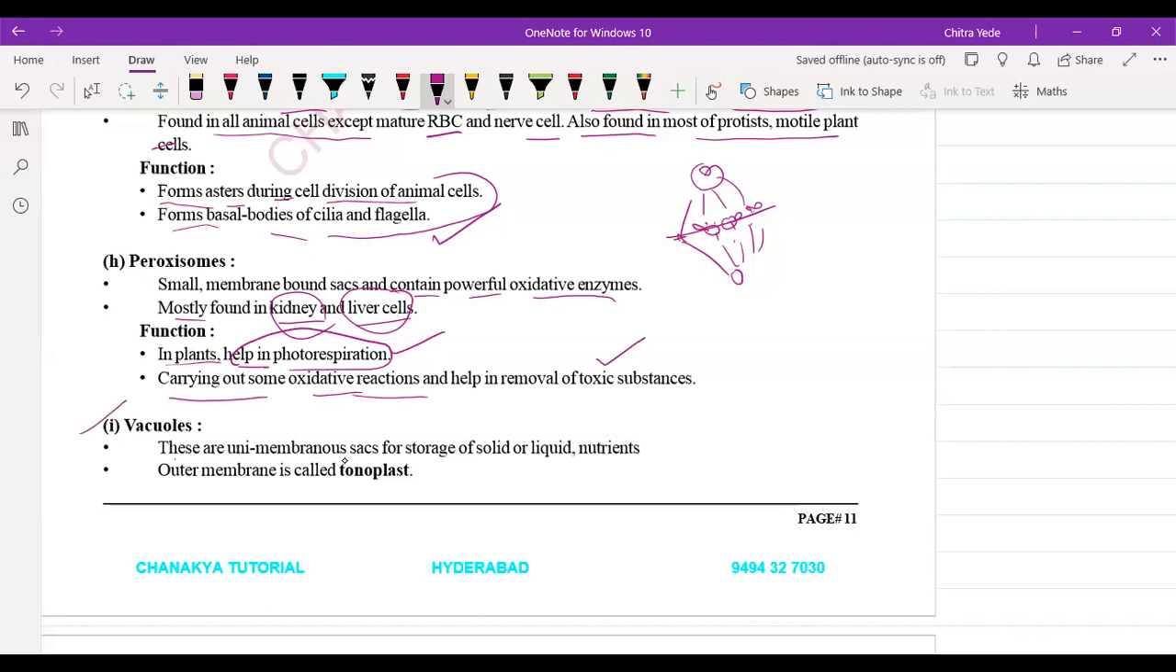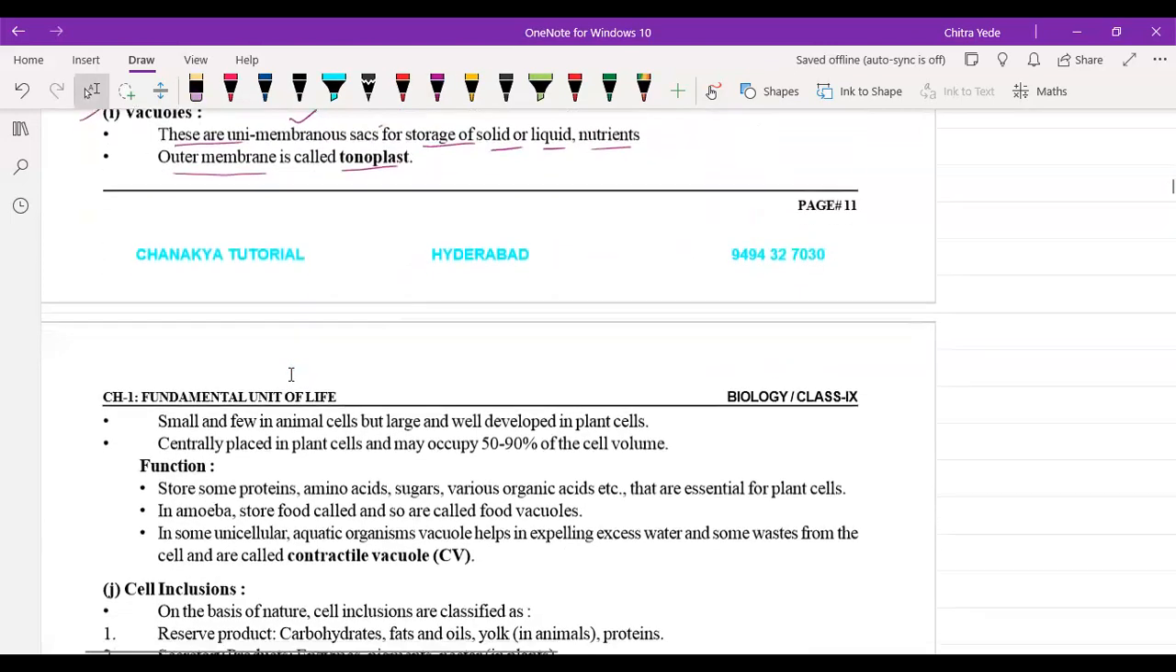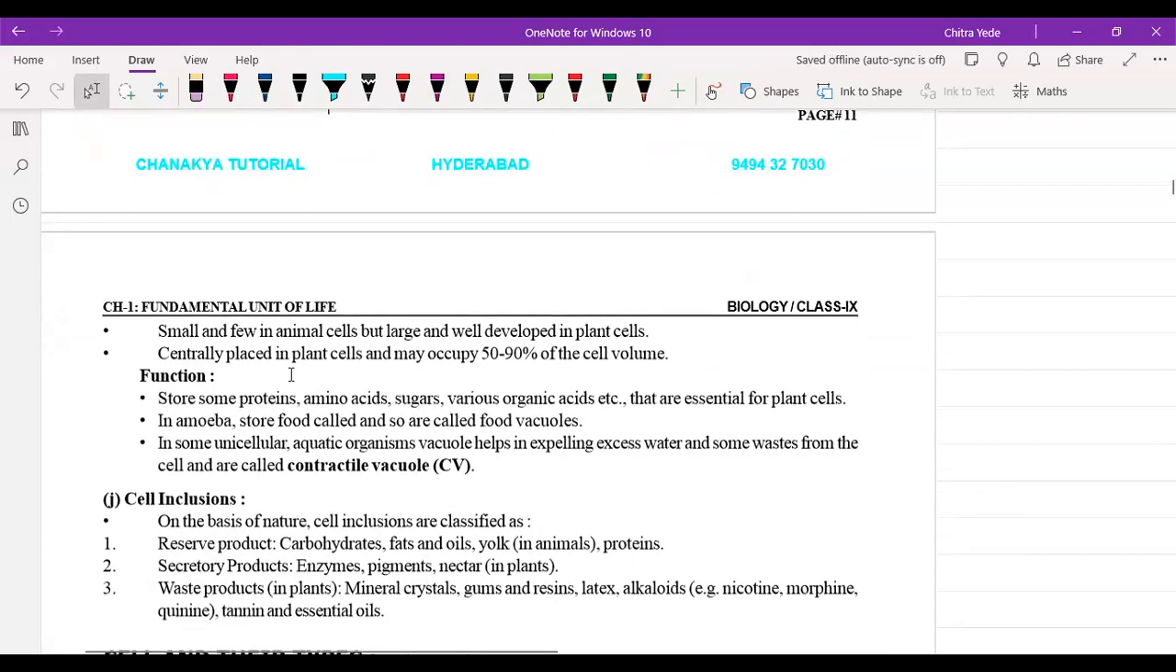Last but not the least, we have vacuoles. These are unimembranous sacs that store solid or liquid nutrients, and the outer membrane of the vacuole is called the tonoplast. They are small and few in animal cells, but large and well developed in the plant cell. Sorry, few in animal cell but large in plant cell.